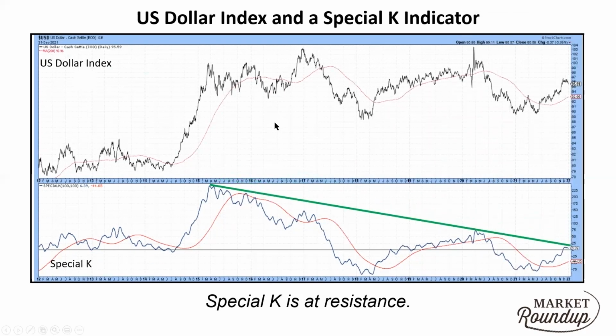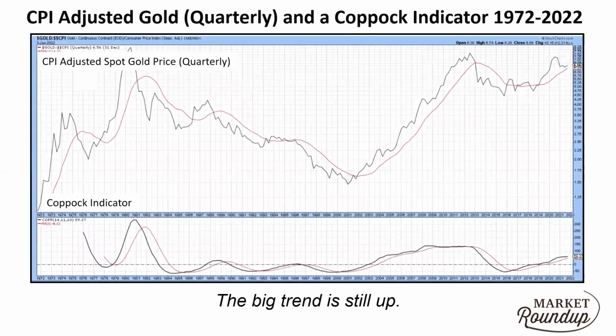I said that the special K often peaks more or less simultaneously with the security it's monitoring. Here's an example where it didn't, because here's the high in the dollar index, and there's the high in the special K. So our final subject is the yellow metal, the gold price. The first chart I'm going to show you is a very long-term chart. This is a quarterly chart.